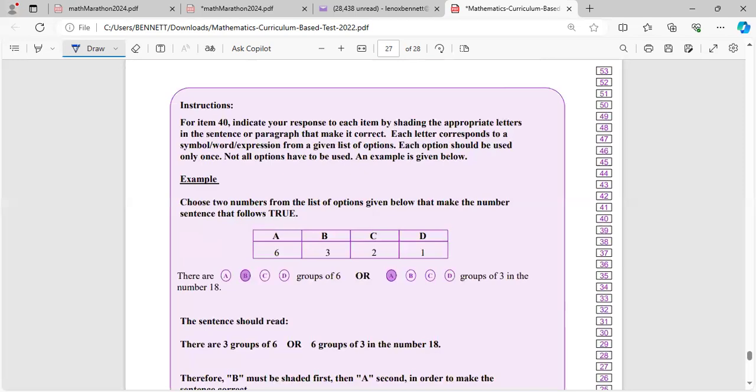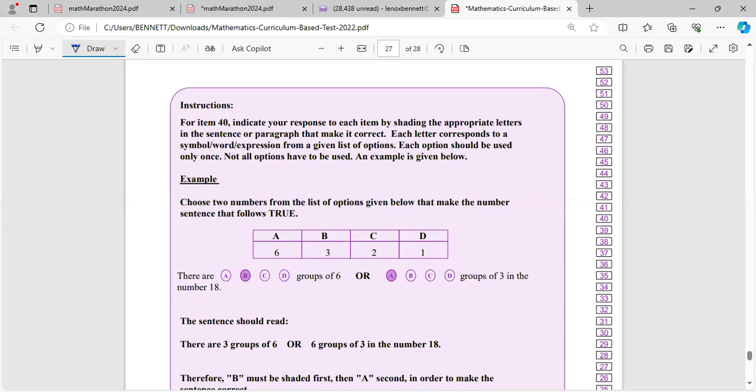It said for item 40, indicate your response to each item by shading the appropriate letters in the sentence or paragraph to make it correct. Each letter corresponds to a symbol, word, or expression from a given list of options. Each option should be used only once. Not all the options have to be used. An example is given below. Choose a number from the list of options below that makes the number sentence that follows true.